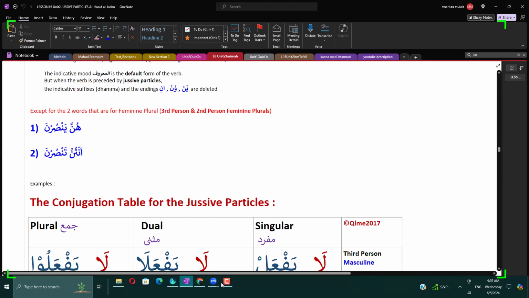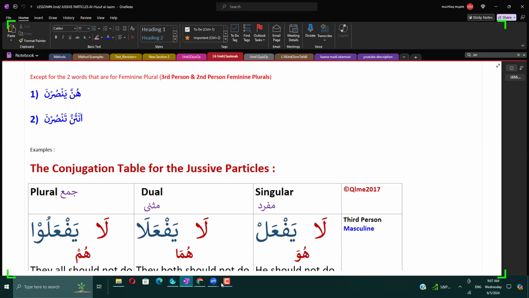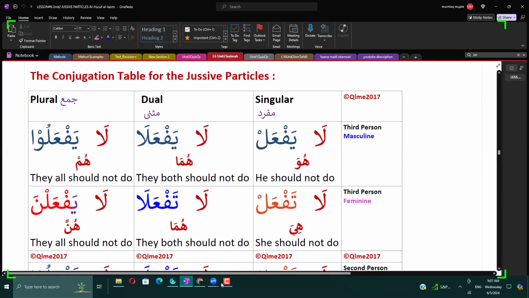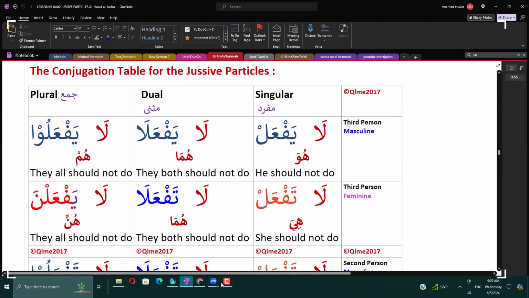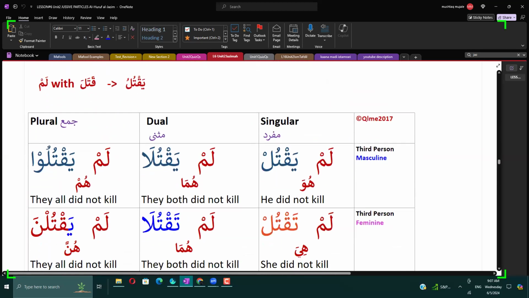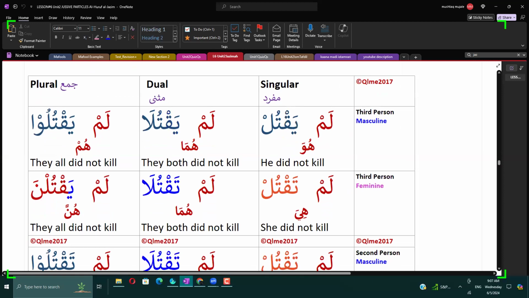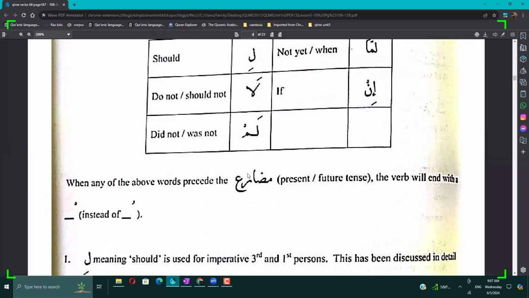So yeah, we all know that it will have a sukoon except for the two words, that is feminine plurals, third person and second person feminine plural, hunna yansurna or antunna tansurna. So the conjugation table for the jussive particle is the same, like we already did in our previous lesson, la, right? So it becomes la yaf'al, la yaf'ala, la yaf'alu. This chart you already know, right? Same with lam yaqtul, it becomes lam yaqtula, lam yaqtulu. And you all have to make the chart.